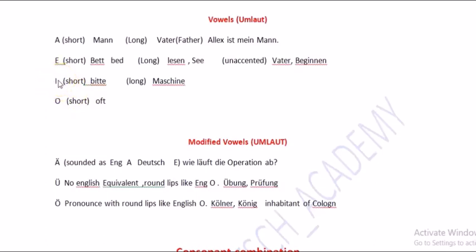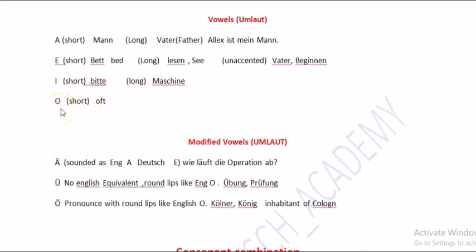The next vowel is E. E, I in English, E in German. It also has two forms. One is shortly pronounced, and the next one, when used in a word, is pronounced longer. For example, we say bitte. Bitte means please. Here, bitte, it is short. When we pronounce it, we say Maschine. Maschine. Here it is pronounced longer. So these were the two forms of E.